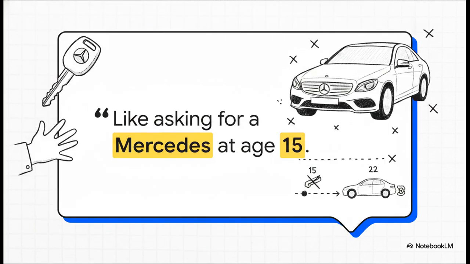To make this concept really stick, I love this perfect analogy from our source material. Imagine asking for the keys to a Mercedes-Benz at age 15. The JavaScript engine is basically a parent who knows that the variable, the Mercedes, is definitely coming in the future, maybe when you turn 22. But because you're currently 15 and stuck in the temporal dead zone, it rightfully refuses to give you access to it right now. It acknowledges the car exists in your timeline, but it strictly blocks you until the proper time.